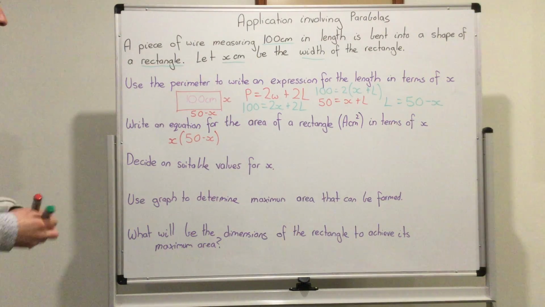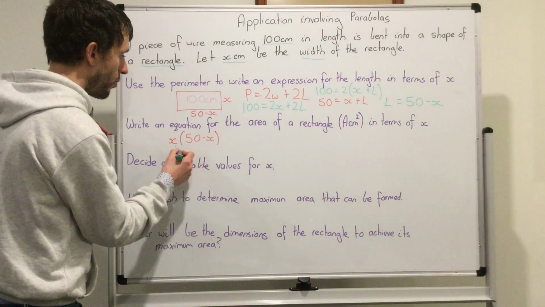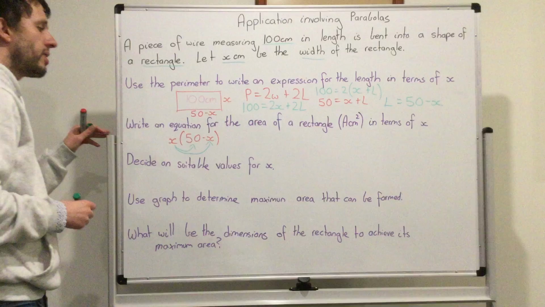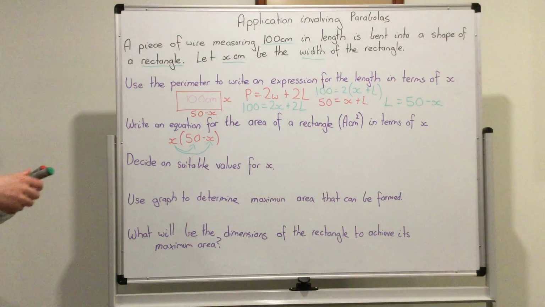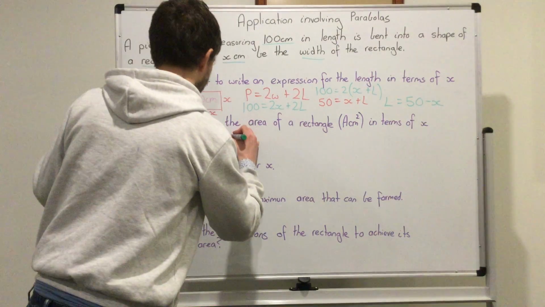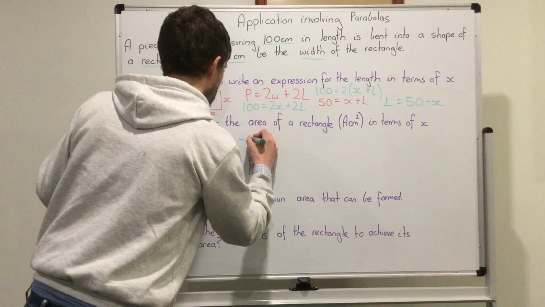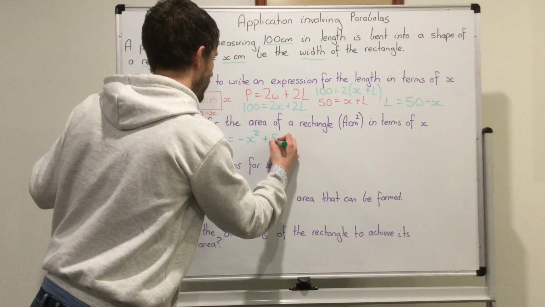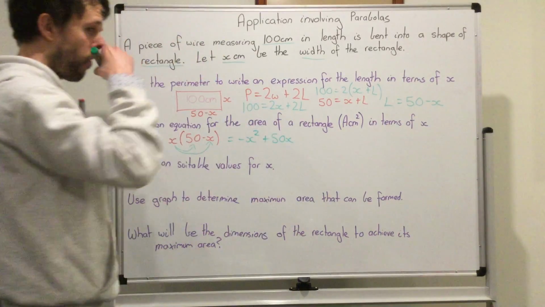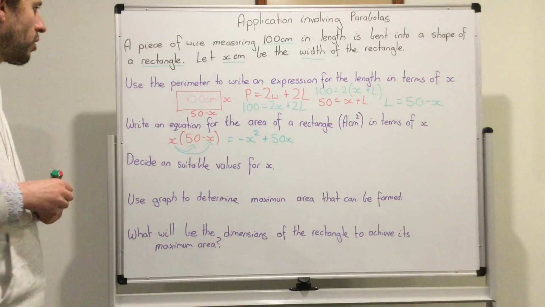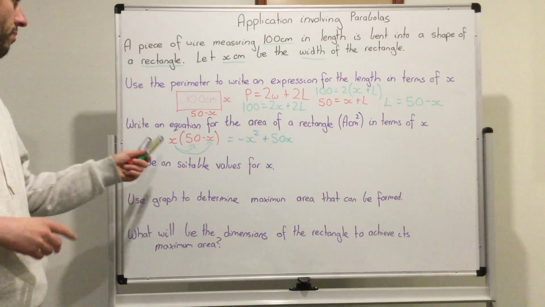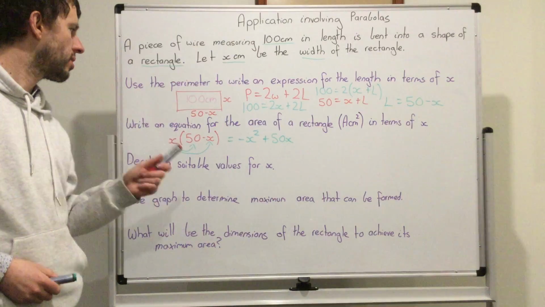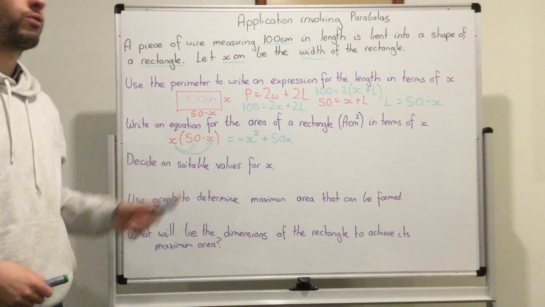I can expand it if I want to, which I will because I'll be using this later on. x is going to be times by x, negative x, and x is going to be times by 50. So that gives me negative x squared plus 50x. Okay, so I've got my equation here now, both of them. Decide on a suitable value for x. Well, at the moment, this is in our factorised form.